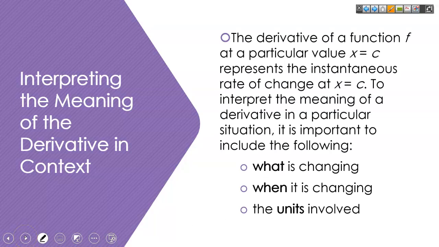The derivative of a function at a particular value represents the instantaneous rate of change. We know this. We know that the value of an instantaneous rate of change has words or interpretations that go with it. So when we are talking about the meaning of a derivative in a particular situation, it's important to include the following. Sometimes these are referred to as NUT. It's noun, units, time.